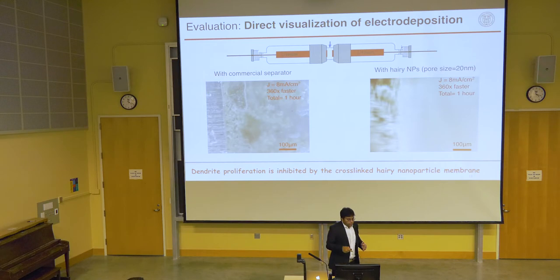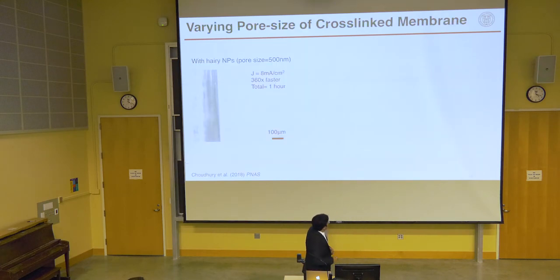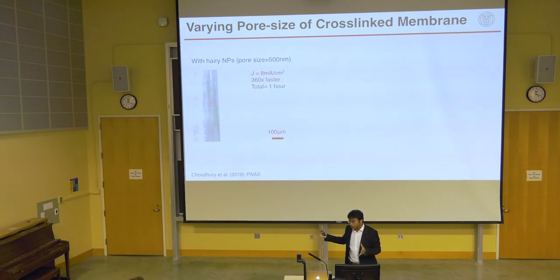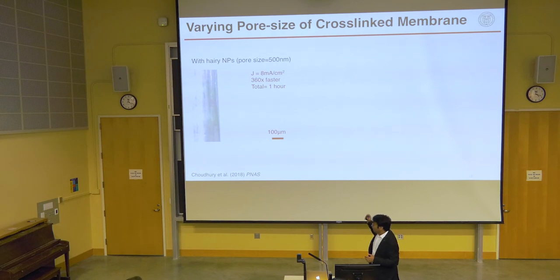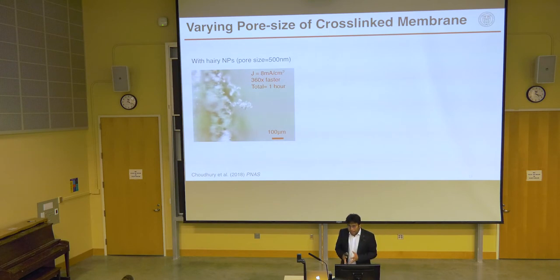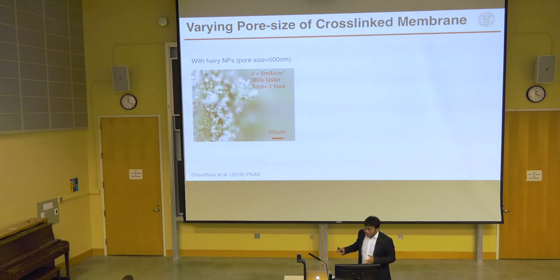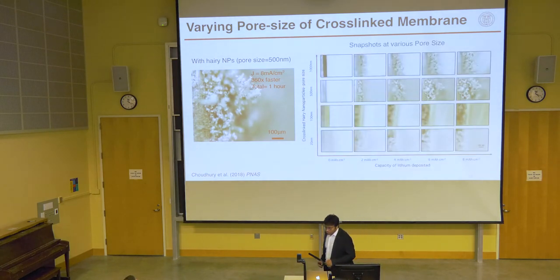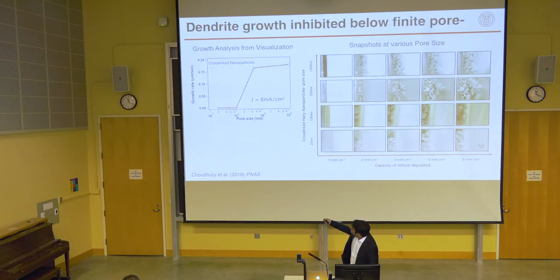Now, to test the model, we designed a membrane with a pore size of 500 nanometers by tuning the volume fraction of the nanoparticles in the membrane. And here is the result. You can see that the dendrites are able to grow through the gel-like membrane, just like the commercial separator. So we did this with a bunch of different pore sizes by changing the volume fraction, recorded the deposits at different times, and finally plotted the growth rate of the dendrite as a function of pore size.